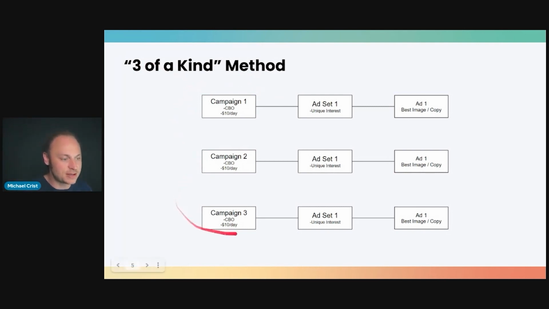So you're going to have 3 campaigns. Each campaign is going to have 1 ad set with a unique interest, and then 1 ad. And this ad's going to be your best image and your best copy. So the only thing that's going to be different between these 3 campaigns is the unique interest on the ad set, right? Everything else will be the same.